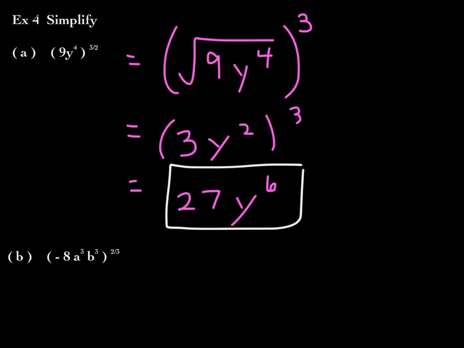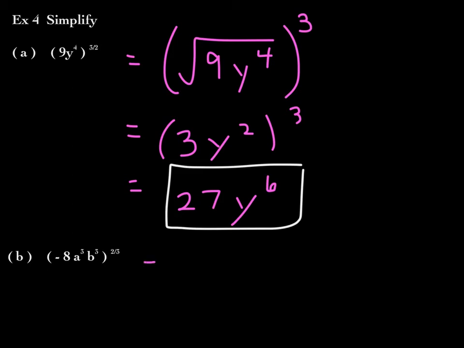All right, we have negative 8, a cubed, b cubed, all of that raised to the power of 2/3. So this would be a great time for you to pause the video and see if you can rewrite this expression using a radical. And then I'll check back with you once you're done. All right, let's see how you did.